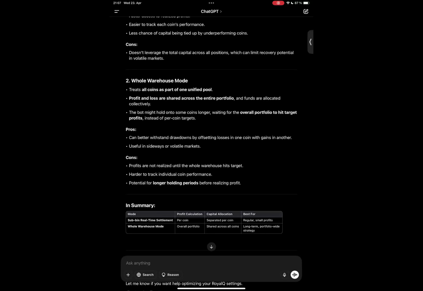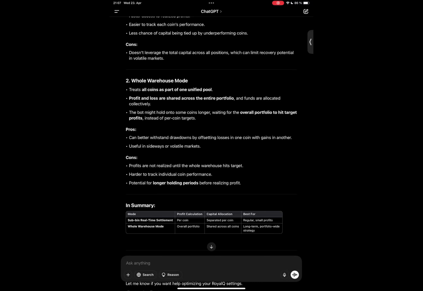In summary, sub bin real time settlement is per coin profit calculation, then whole warehouse mode is overall portfolio. Capital allocation is separated per coin for sub bin, while for whole warehouse mode the capital allocation is shared across all coins. Sub bin is best for regular small profits, but whole warehouse mode is good for long term and portfolio wide strategy. The time it's advisable to use whole warehouse mode is when the market is very down, like during the bearish season when BTC after a bull run is going down.